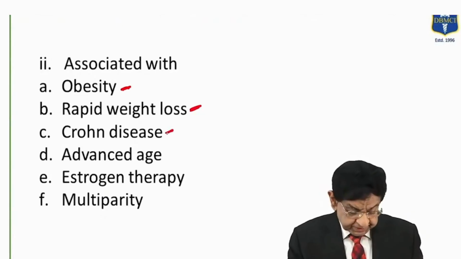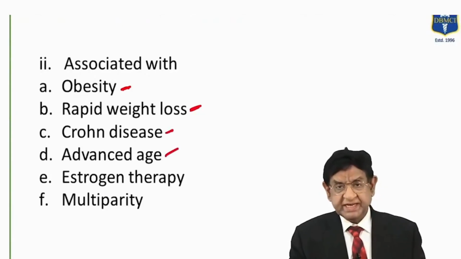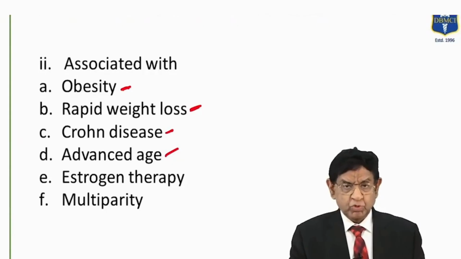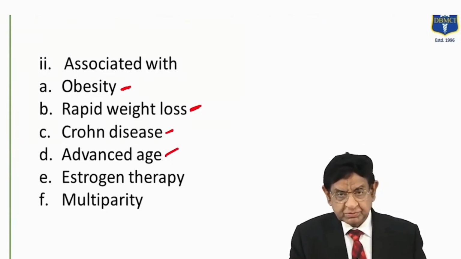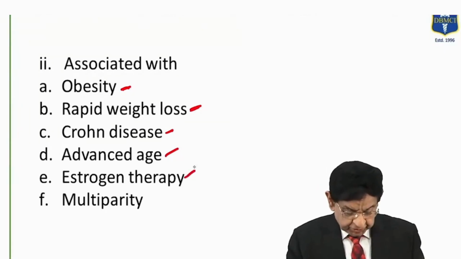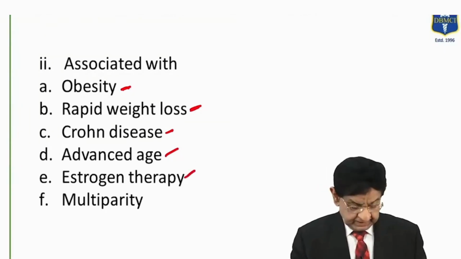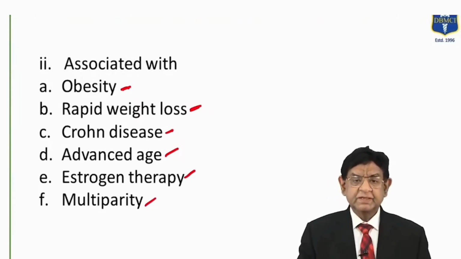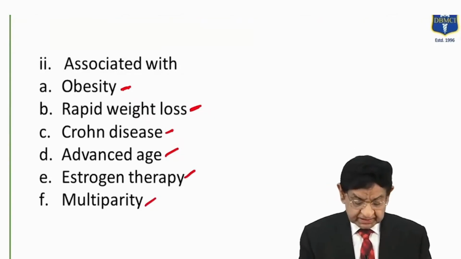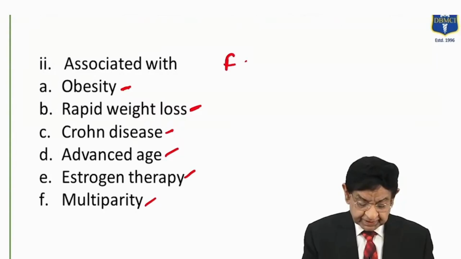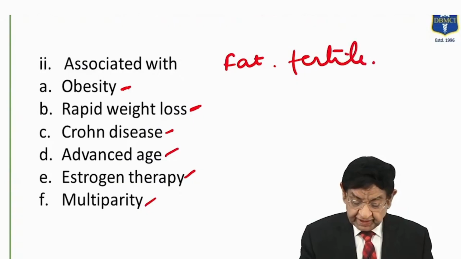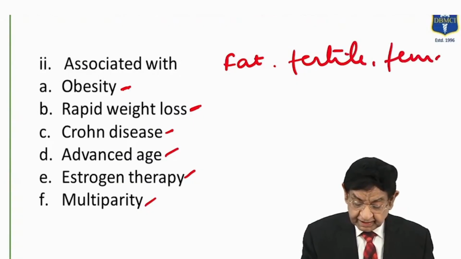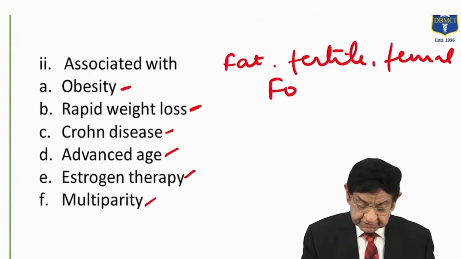Crohn's disease, advancing age. The more the age, the more likely to have a cholesterol problem, and more likely to have a stone. Estrogen therapy, multiparity. Definitely, the classical thing is fat, fertile, female of 40 years.